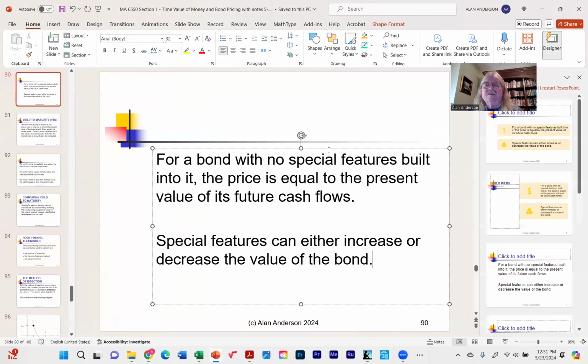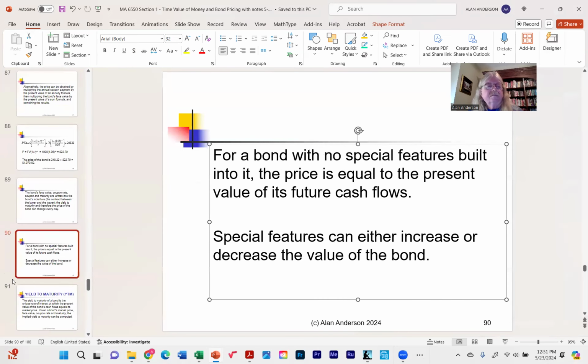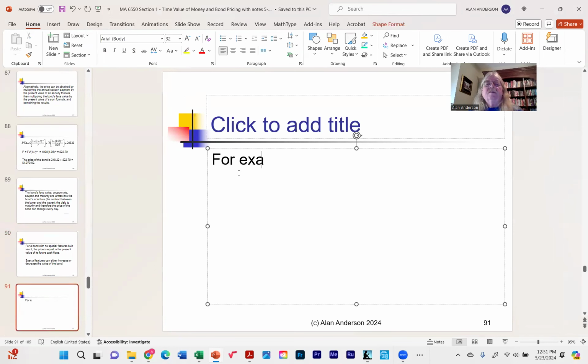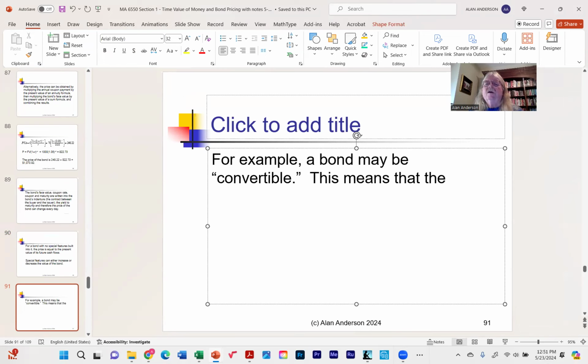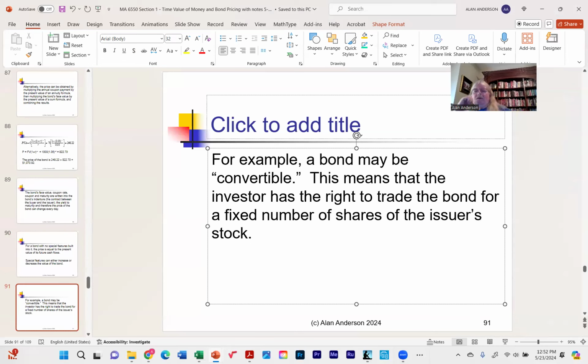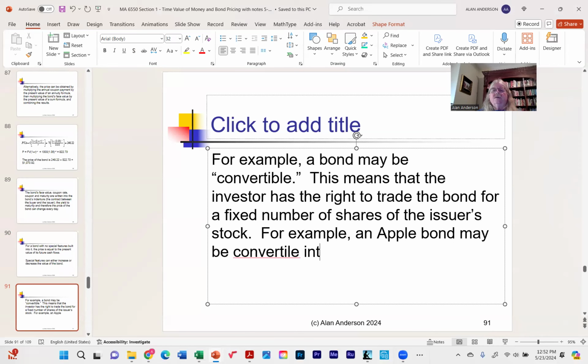So let me show you a quick, simple example of this. For example, a bond may be convertible. This means that the owner, the investor, has the right to trade the bond for a fixed number of shares of the issuer's stock. Wow, that's kind of a nice feature. It would be like, imagine if, for example, an Apple bond may be convertible into 5 shares of Apple stock.